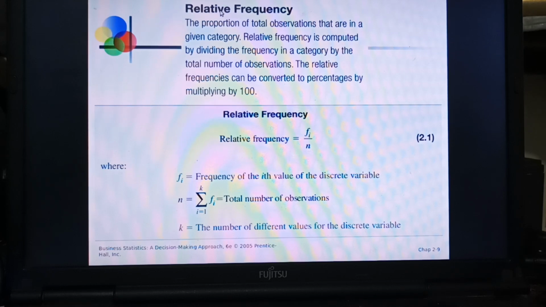That's the proportion or the percentage. Relative frequency is computed by dividing the frequency in a category by the total number of observations.